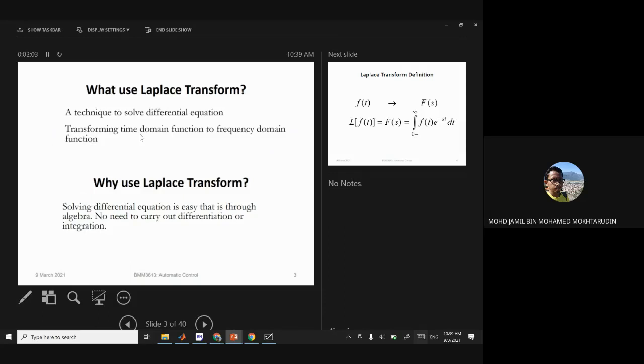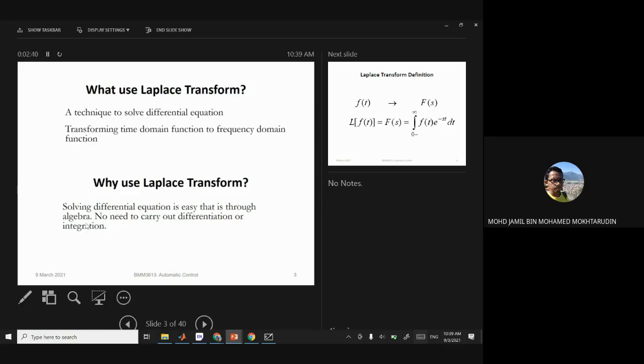Usually the function that you will have, like you learn in calculus or in ODE, it's in time domain, like dy dt. It's a differentiation against time. So it's in time domain, but Laplace transform basically converts from time domain to frequency domain. So why we use Laplace transform? Basically, after you apply Laplace transform to differential equation, the equation becomes in the form of algebra.